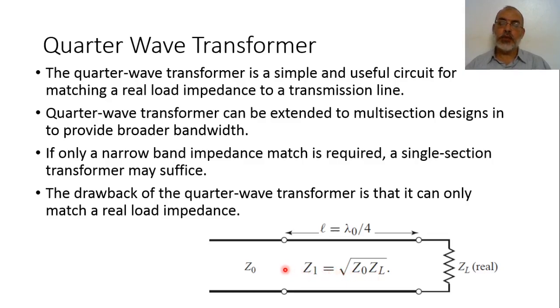Then the input impedance at this lambda by 4 transformer would be Z naught in this case. Actually, we calculate this transmission line or this lambda by 4 transformer by using the input impedance of terminated transmission line.